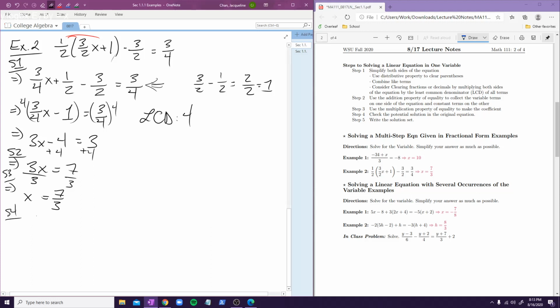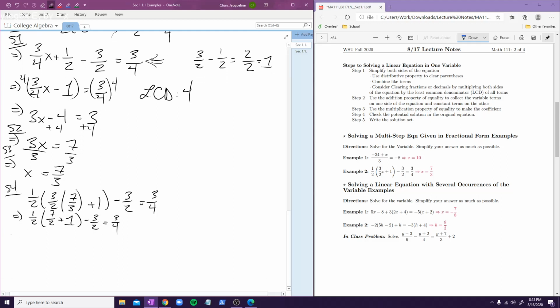Right, so step 4, I have 1/2 and then 3/2, and then x, we have 7/3 plus 1 minus 3/2 is equal to 3/4. Okay, so remember PEMDAS, right? So I'm going to do my parentheses first. So in here I have 3/2 times 7/3, that is 7/2, okay, plus 1 minus 3/2 is equal to 3/4. Right? Still not done with the parentheses. So I have to add these.